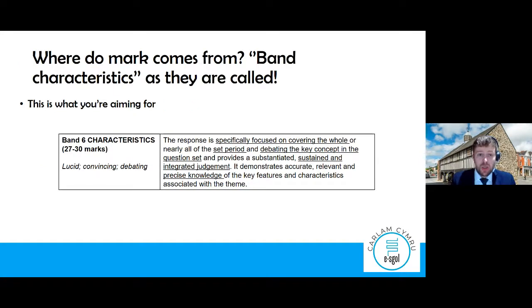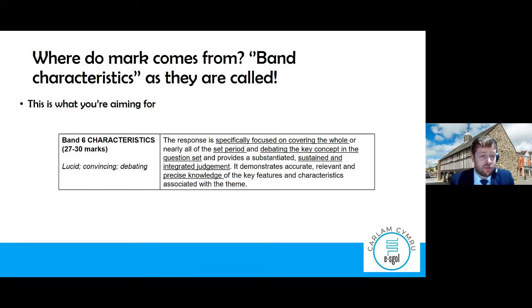Okay. So we looked at in session 2 and briefly then in session 3, the Band 6 characteristics, right? Things that would get you 27 to 30 marks out of 30 in one of these essay questions. And this is where these marks come from. Ultimately, right, there isn't that kind of you need to say this to get 2 marks, you need to say this to get 2 marks. This is where those marks come from, right?